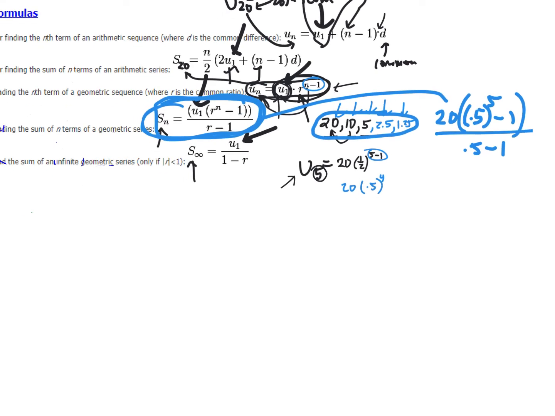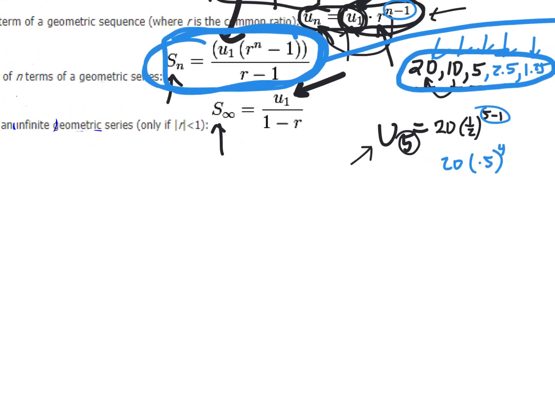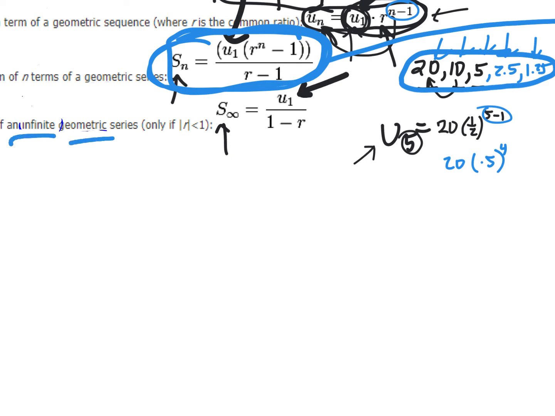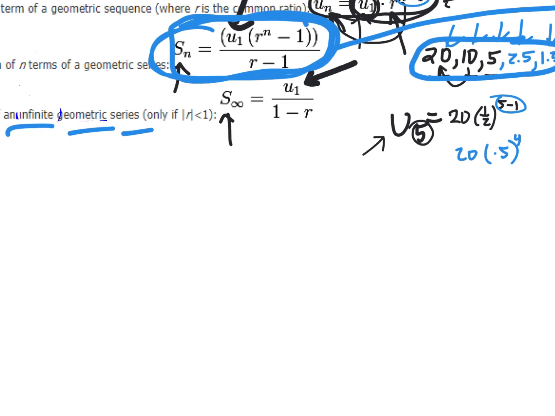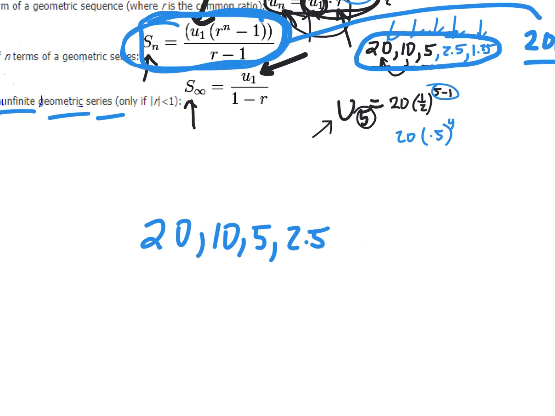All right. And last, I'd like to try one of these where we're adding up an infinite geometric series. This only works when it's shrinking. So let's use the same example, 20, 10, 5, 2.5, etc. and apply this formula. Pause for a second, give that a shot.